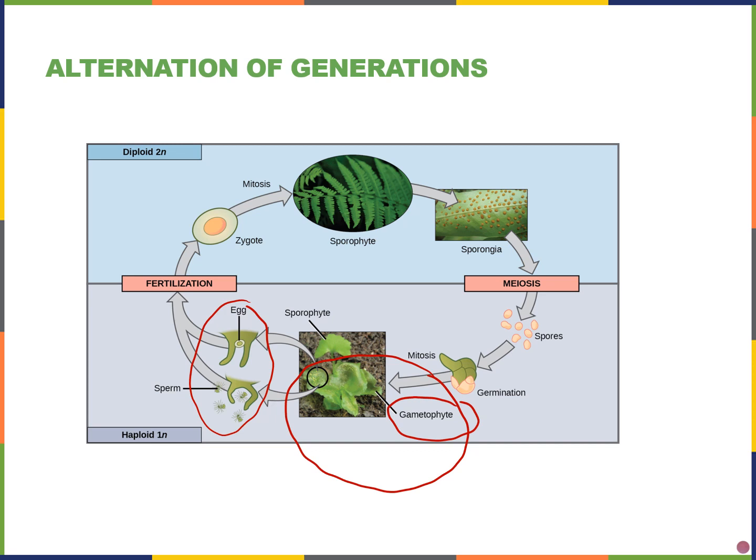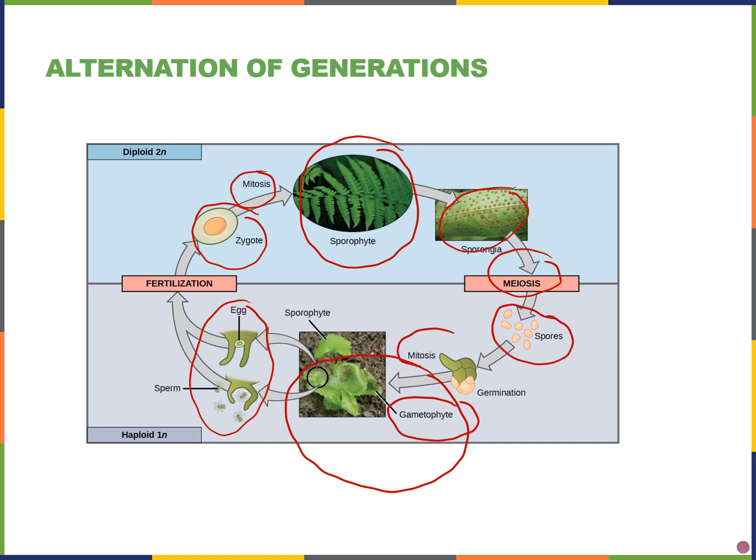Here, when the sperm and egg come together through fertilization, they're going to produce a zygote, and that's going to go through mitosis to generate a diploid sporophyte plant. Then specialized cells will undergo meiosis to generate those haploid spores, and those haploid spores go through mitosis to regenerate that gametophyte.